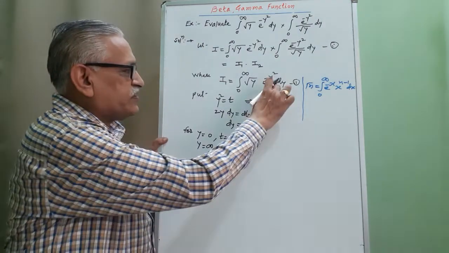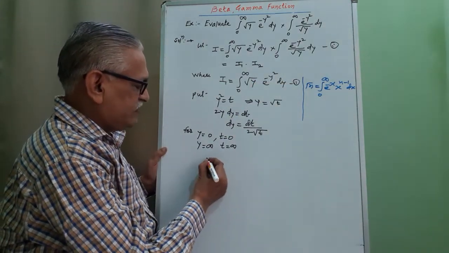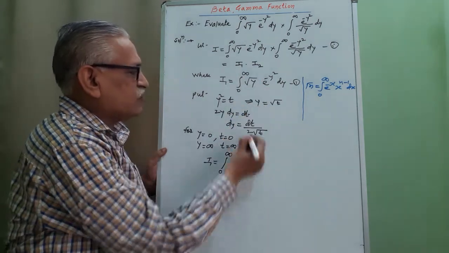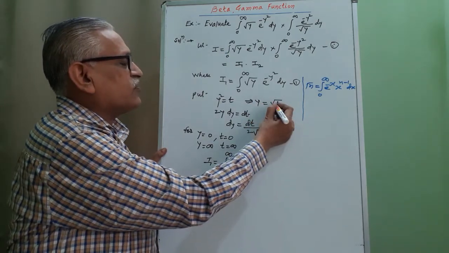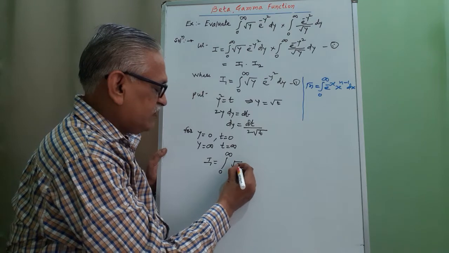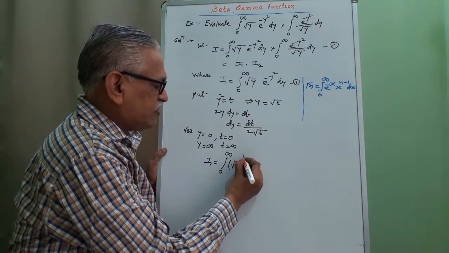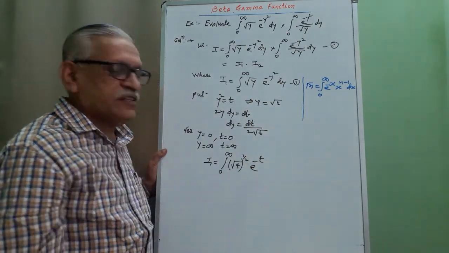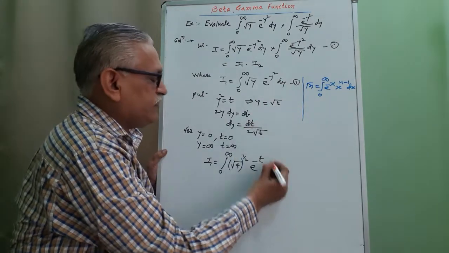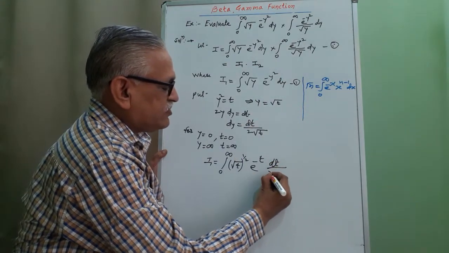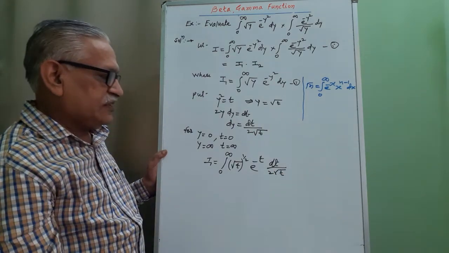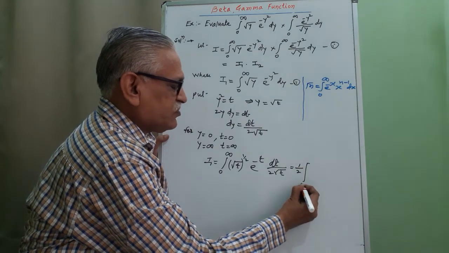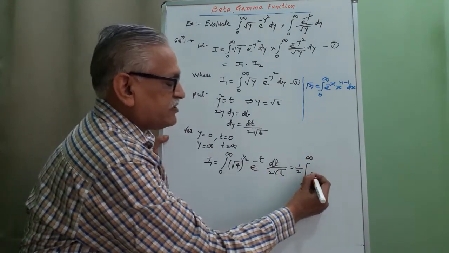Substituting this information in equation 2, I1 becomes, with the limits remaining the same, 0 to infinity. Root of y means the square root, and therefore it becomes root t, raised to 1 by 2. e raised to minus y square is t, therefore it becomes e raised to minus t, and the value of dy is dt divided by 2 root t. It is equals to 1 by 2, which I can take outside, integration from 0 to infinity e raised to minus t as it is, no change.